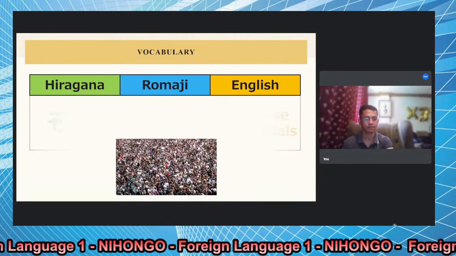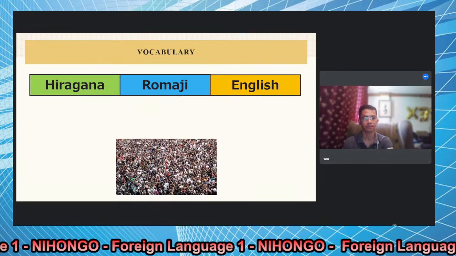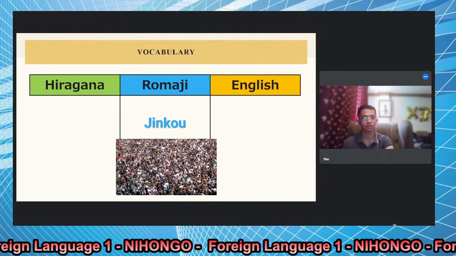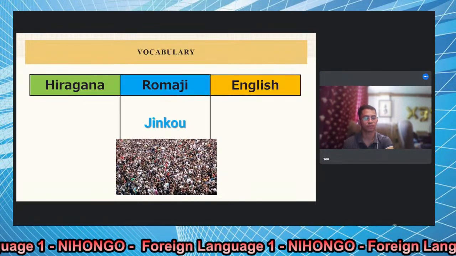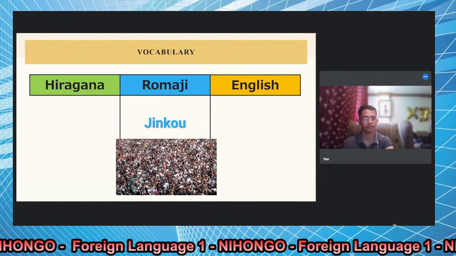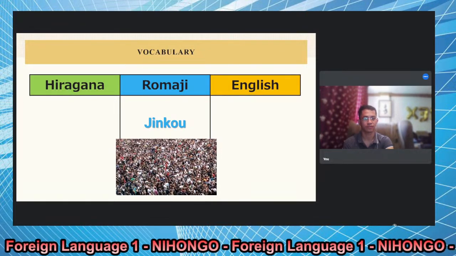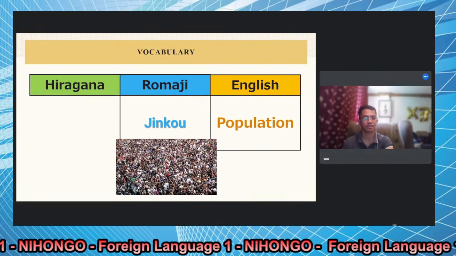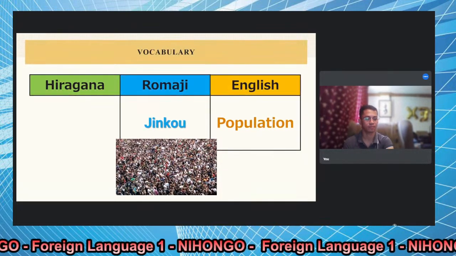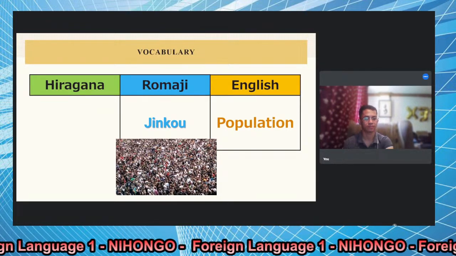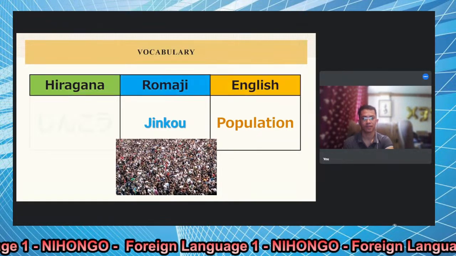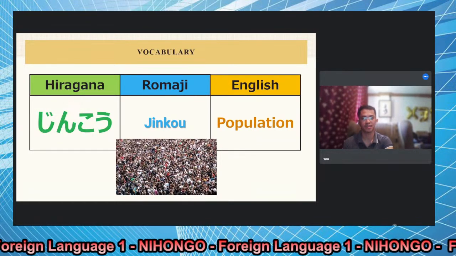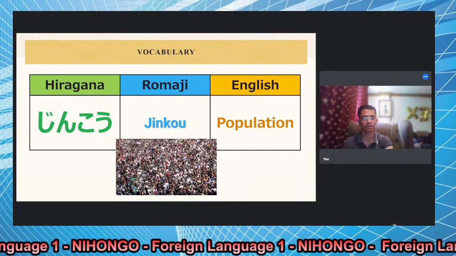Next word. This is jinko. Jinko in English is population. And it is written as shi plus tenten, n, ko, u.